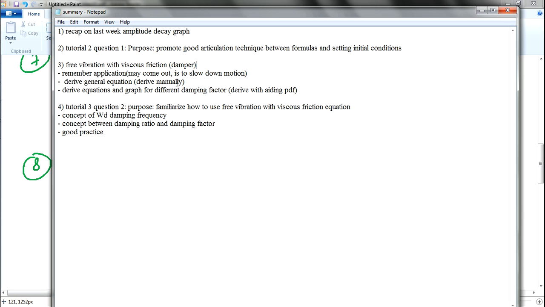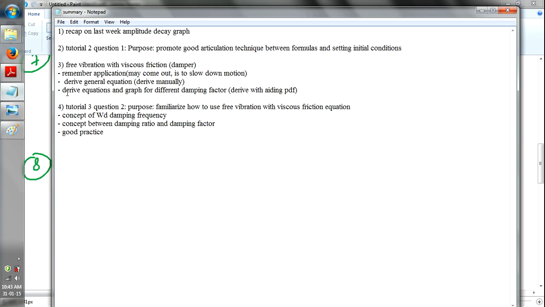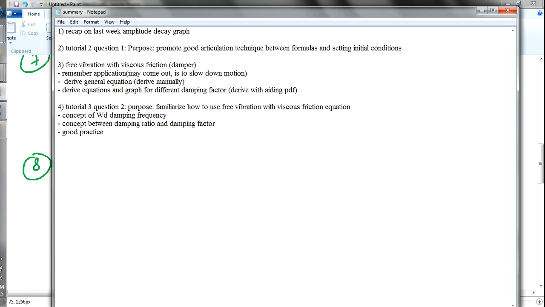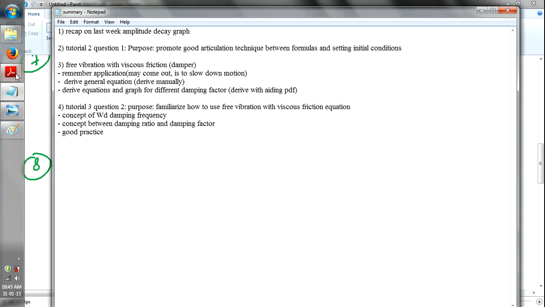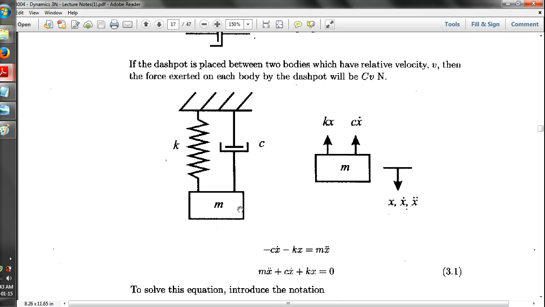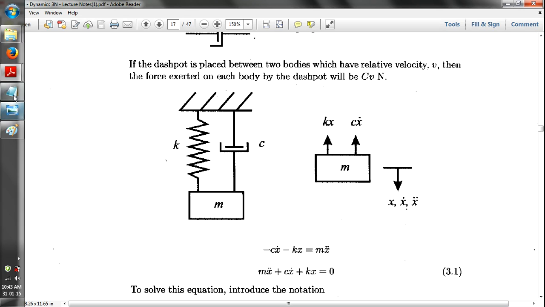And then derive the general equation. So you have to derive the general equation manually. What I mean by this manually is just for me, not for you. I just want to let you know how to derive it. So let's go back to this. We have to understand the movement, and you already understand the movement.